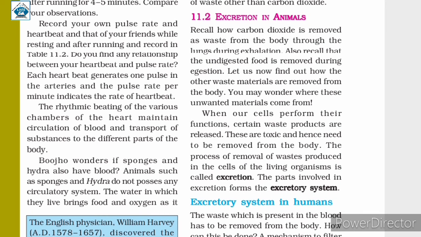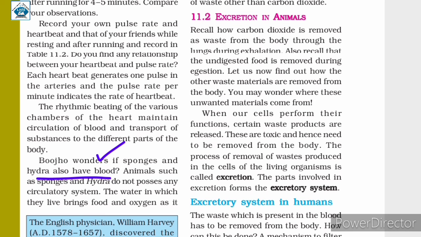We know that human beings possess a circulatory system. Now the question is, do all animals possess one? Now Bujo has this question in his mind, whether sponges and hydra also have blood. The answer is no. Animals like sponges and hydra do not possess any circulatory system. These animals live in water and hence they get food and oxygen from the water as it enters their bodies.